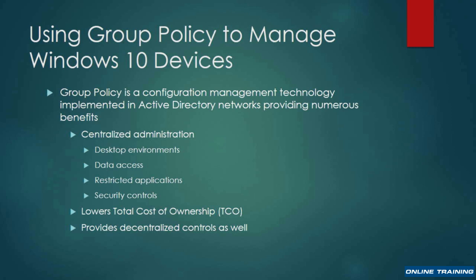What do we mean by that? Well, the total cost of ownership is just the total cost of managing and maintaining a network full of systems, in this case, Windows 10, and user accounts. Managing and maintaining is doing things like making certain data accessible, controlling access to some applications, making sure certain applications are always there, making sure certain desktop settings are in place. And group policy lets you do that in a very easy way and thus lower that total cost of ownership.